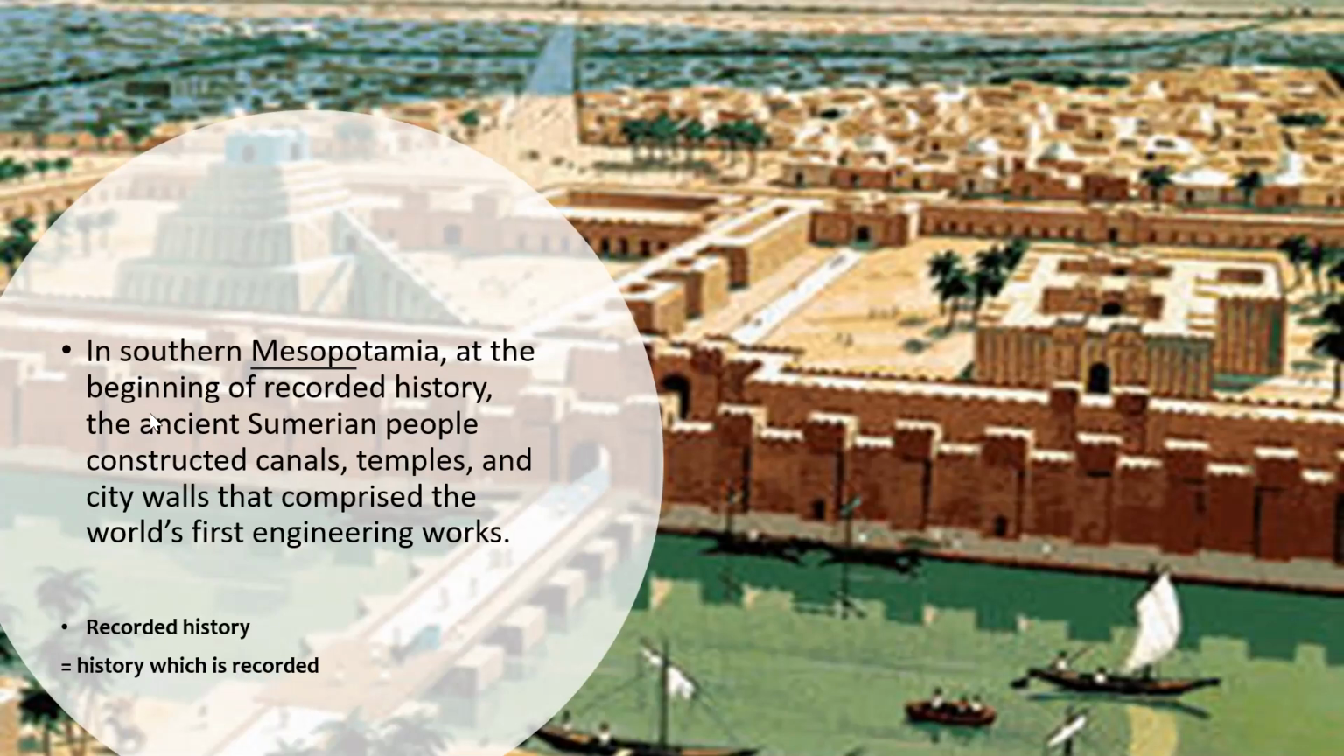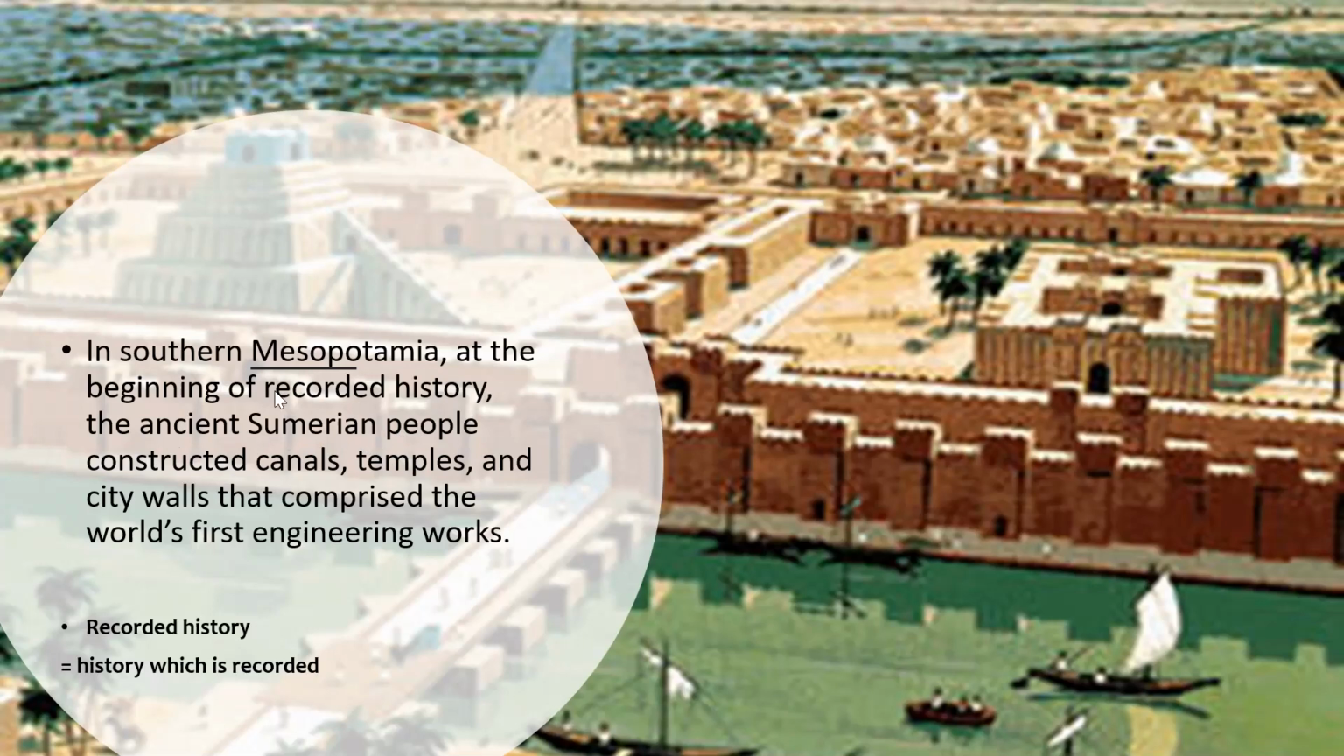The next one is the main sentence, which starts with the subject. The subject is the ancient Sumerian people constructed canals. So the subject is the ancient Sumerian people. The main noun is people. What kind of people? Sumerian people.